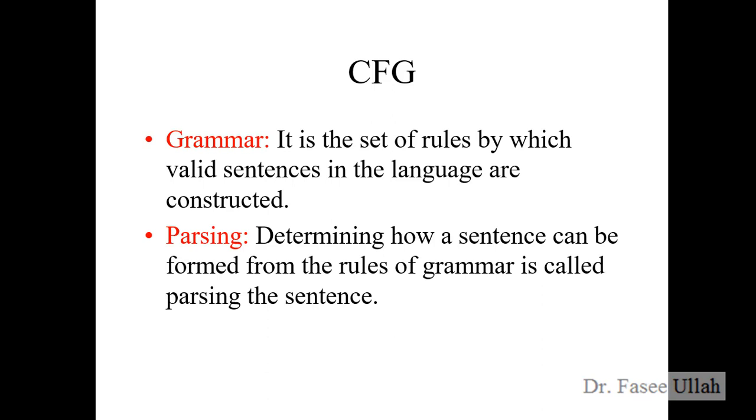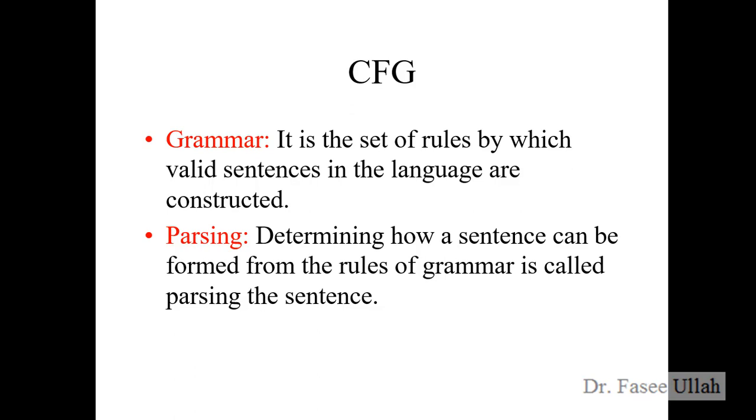Now we have some basic definitions. What is grammar and parsing? Grammar is the set of rules by which sentences in a language are constructed. For that we need grammar, which has certain rules, which can help us to construct valid sentences, which make up a language. We have some rules, and that tool can help us to create a sentence for a particular language. That is called a grammar.